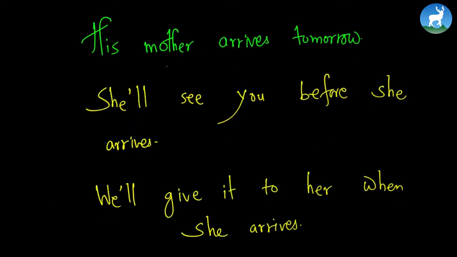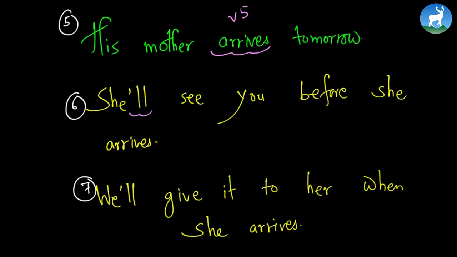Alright, 3 more examples. Number 5, 6, and 7. The first one is: his mother arrives tomorrow. We have a V1 here. The second one is: she'll see you before she arrives. Here's a future thing, so this is future. So we have a V1 here. Will, again, it's a future. The third: give it to her when she arrives. Alright, this is again V1.